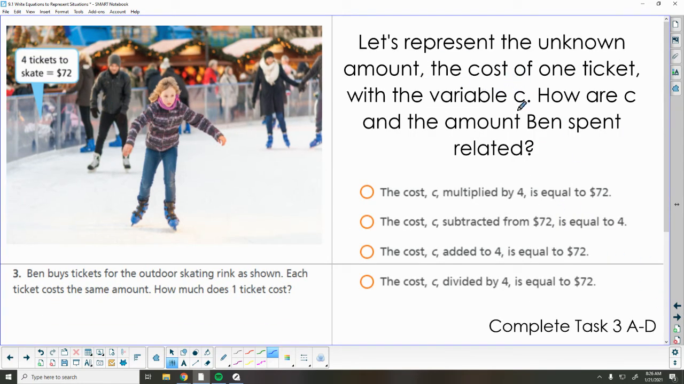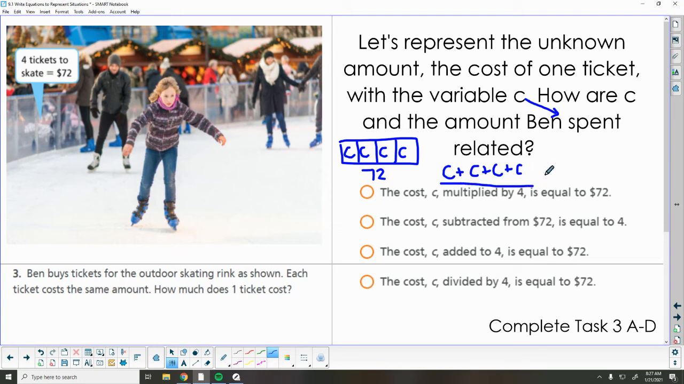So how is C and the amount Ben spent related? So let's draw that picture again. So we know our total was 72. This whole box is 72. And we know that he bought 4 equal tickets. So each of these is the cost of a ticket, and altogether they equal 72. So let's think about what we are doing here. So I could do C plus C plus C plus C, but repeated addition is better to do as multiplication.